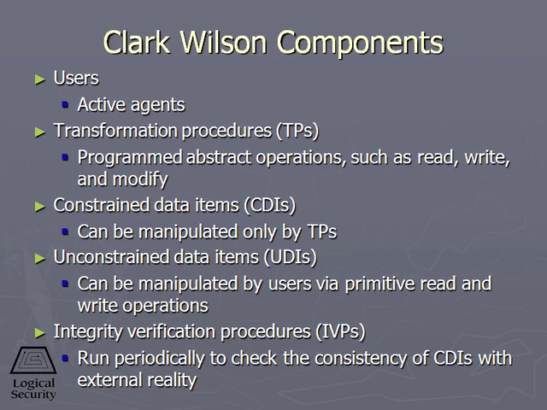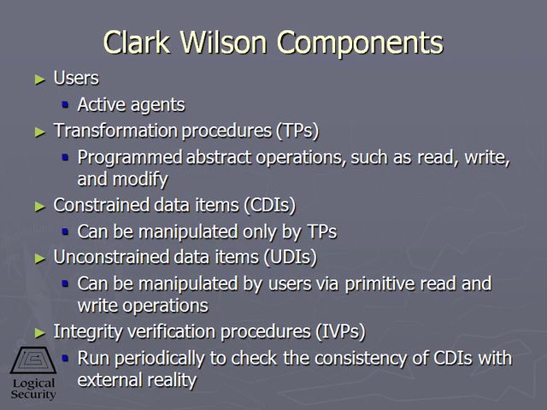transformational procedures. Now, this is the process that is accessing or manipulating the information. Accessing could be read or write, and the manipulation is a modification of the information. So these transformational procedures can either be performed on constrained data items or unconstrained data items. Constrained data items would be items that are closely controlled, therefore constrained, and can only be manipulated by these transformational procedures. In other words, these well-formed transactions.